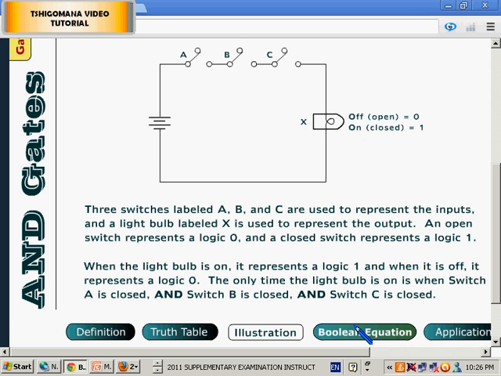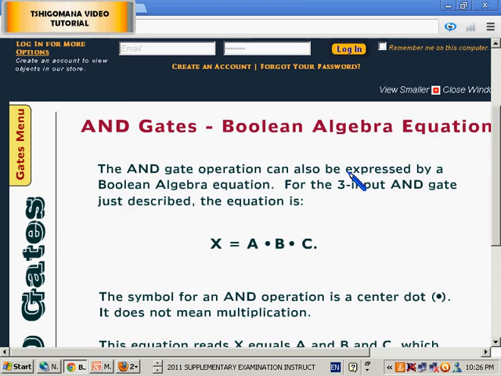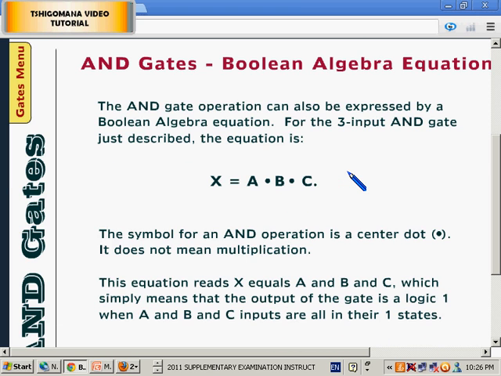Now let us go to the Boolean equation. The AND gate operation can also be expressed by a Boolean algebra equation. For the 3-input AND gate just described, the equation is x equals a, b, c. The symbol for the AND operation is a center dot. In other words, when we're busy doing expressions, the symbol for an AND operation is a center dot.